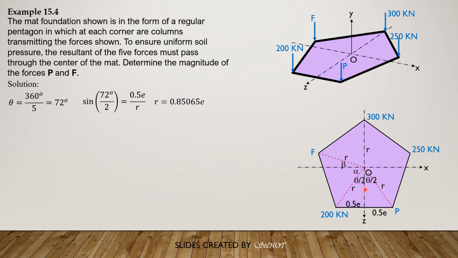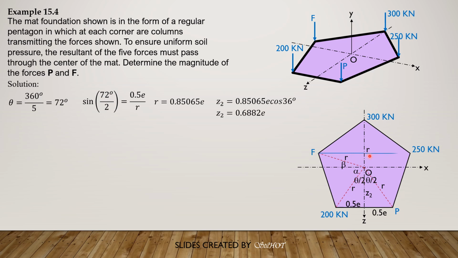Then this distance from the center to this horizontal edge, call it Z2. Then from the figure, cosine of theta over 2, cosine of 36, equals Z2 over R. So Z2 is therefore R cosine of theta over 2. So this is R, then cosine of theta over 2, cosine 36. So Z2 is 0.6882 of E.